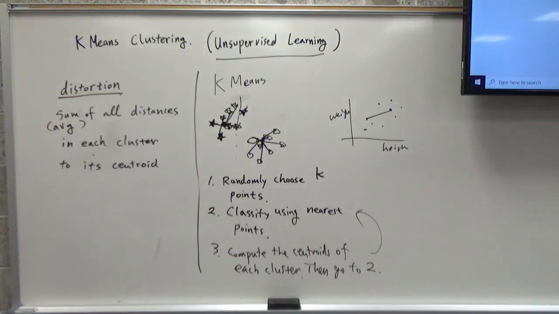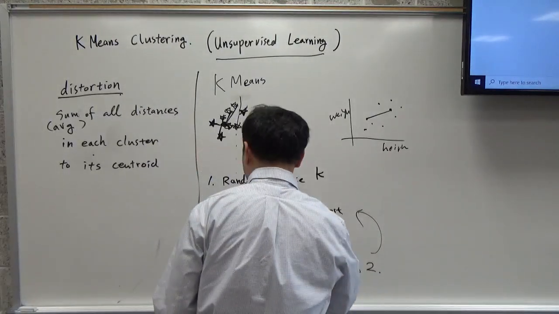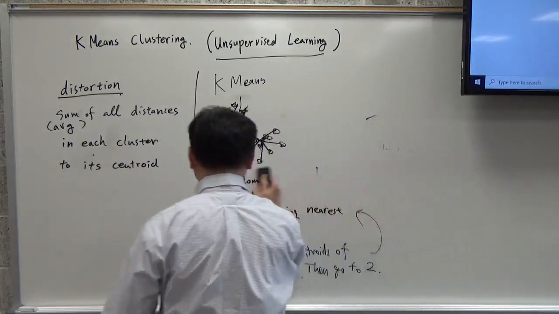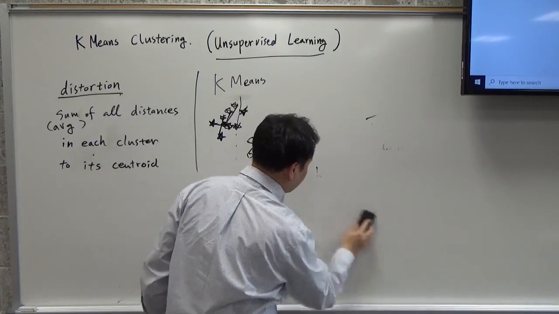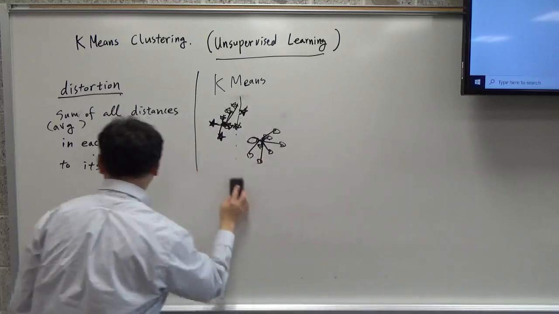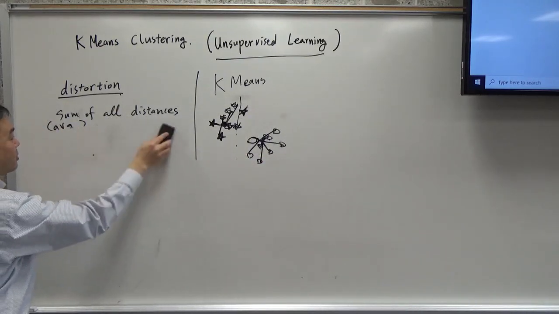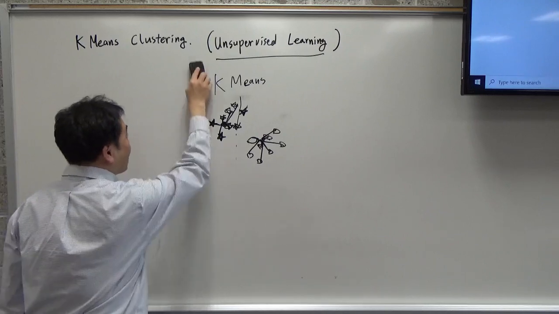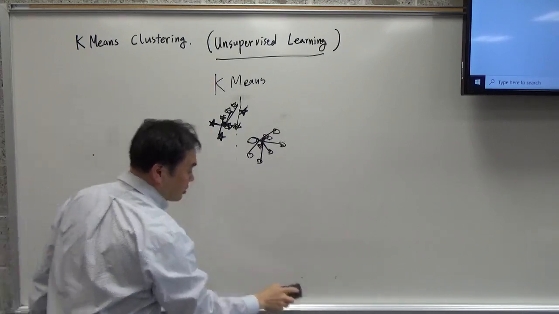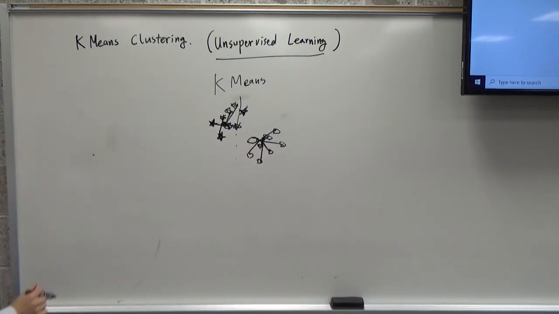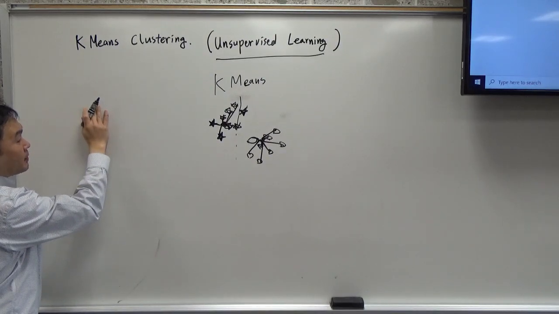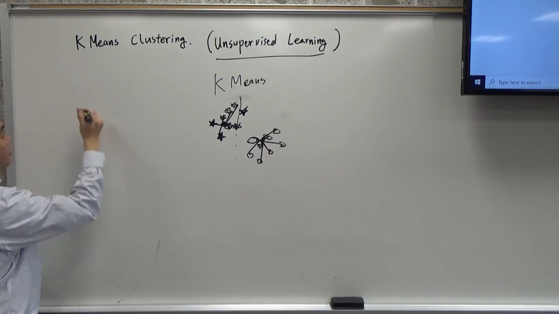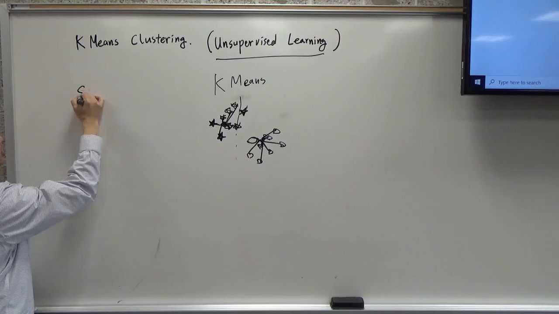Okay. Now there's a second method of measuring how good the classification is, and this one is not used for terminating the algorithm, but it's a very good way to figure out if your classification is doing a good job. So the next thing that I want to show is the silhouette score.